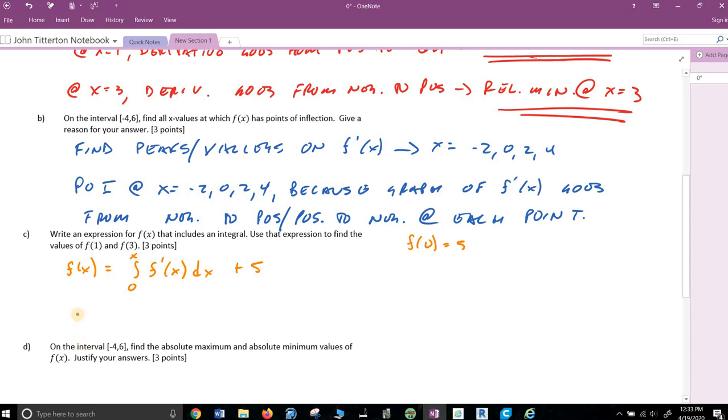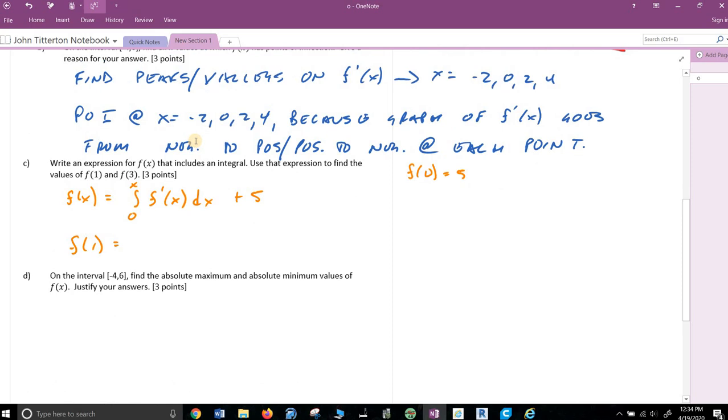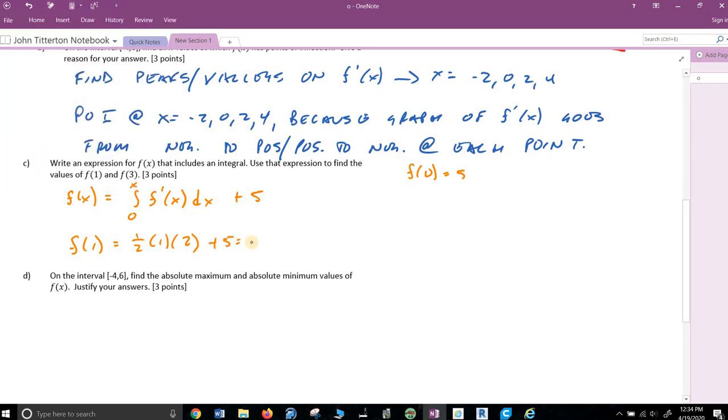So how do we find f of 1? Start at 0 and go to 1. So if we start at 0 here and go that way, 1 is right there, so it's all positive because it's above the graph and we're going to the right. And it is just very simply, I want to make sure I do this right. Yeah, 1/2 of 1 times 2, so that's all of that right there, plus 5, which is 6.